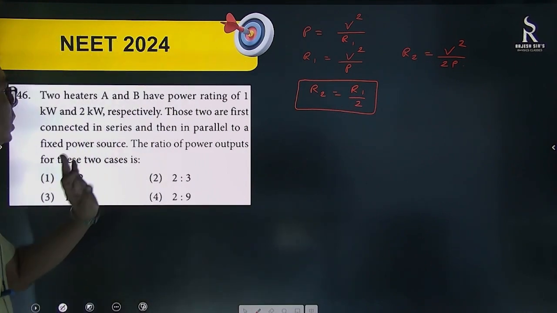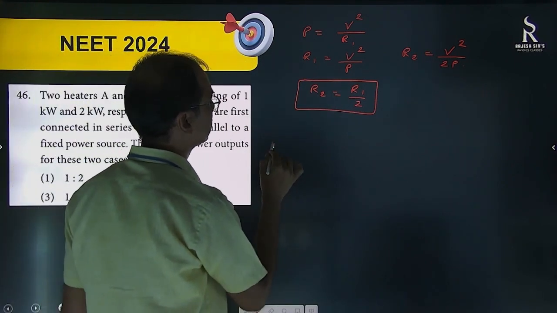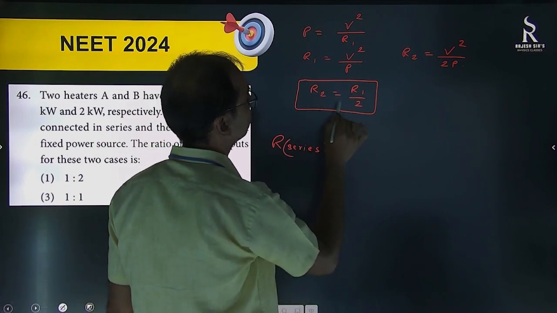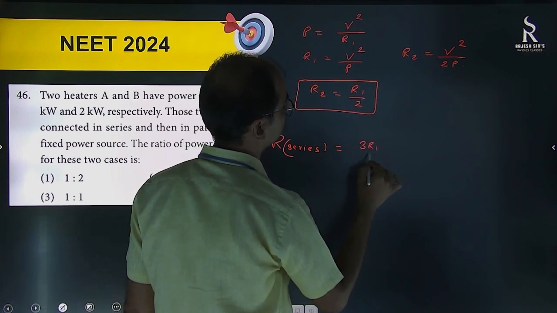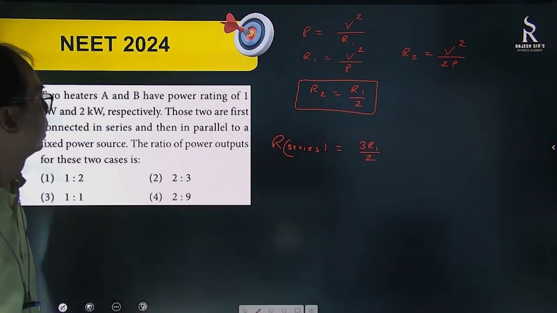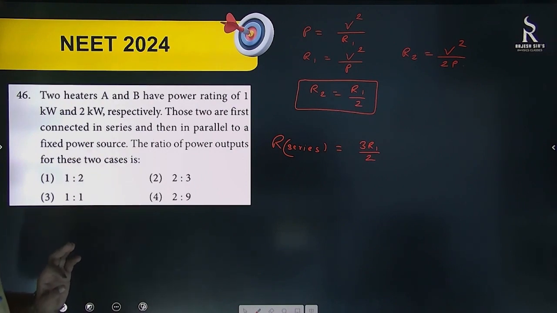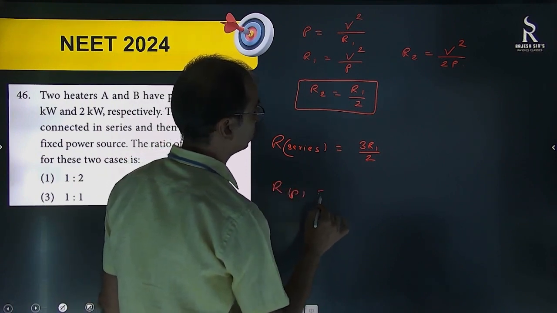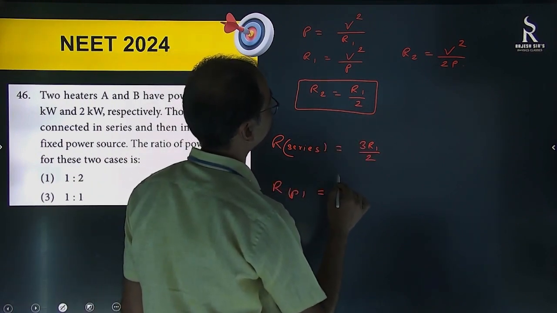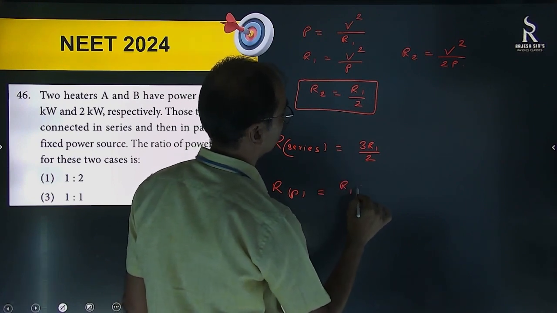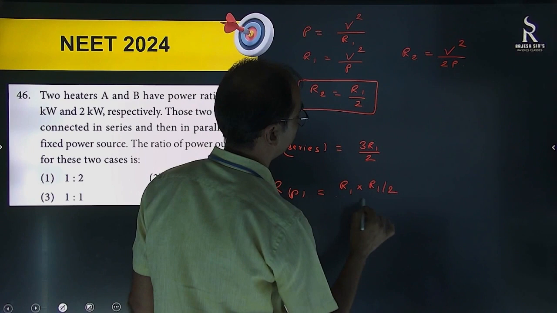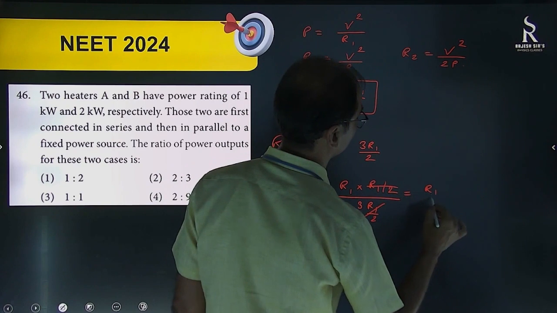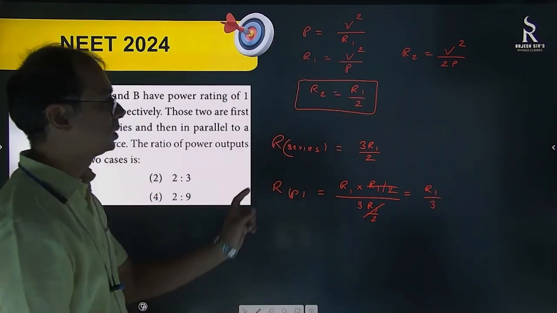Now he says both are connected in series first. When they are connected in series, the net resistance is R1 plus R2, so R1 plus R1 by 2, that means 3R1 by 2. Then they say they are also connected in parallel. When connected in parallel, it is R1 R2 by R1 plus R2. R1 into R2, which is R1 by 2, by R1 plus R2, meaning 3R1 by 2. So this is cancelled and it is R1 by 3. So in parallel the resistance is R1 by 3, in series it is 3R1 by 2.